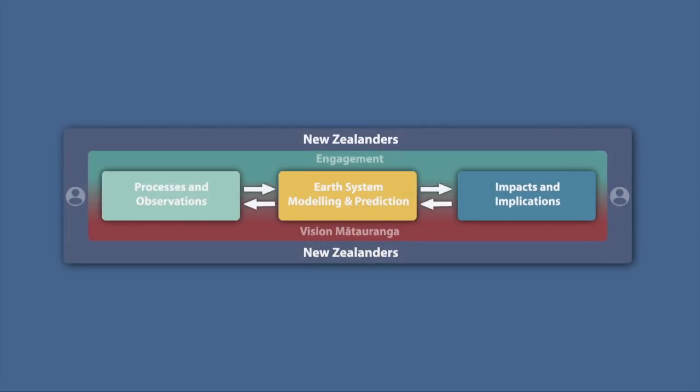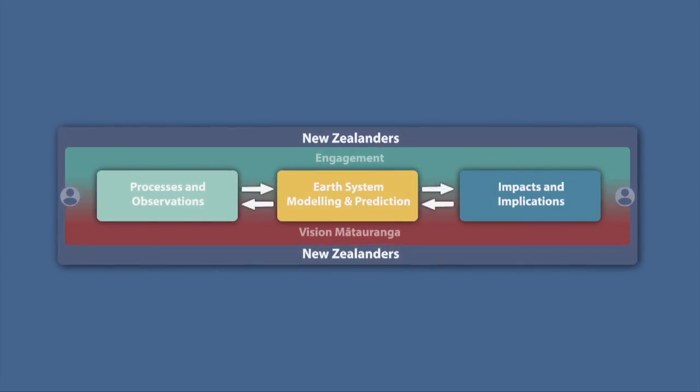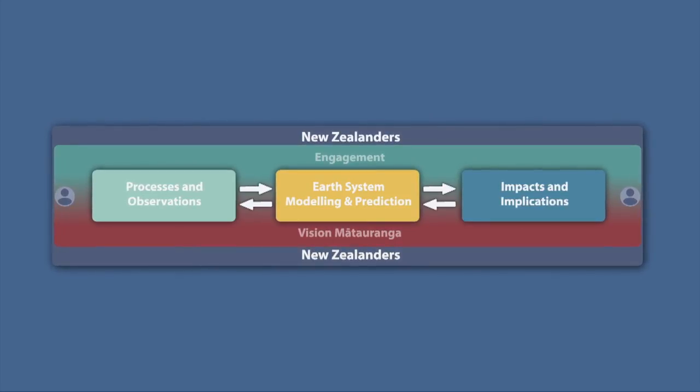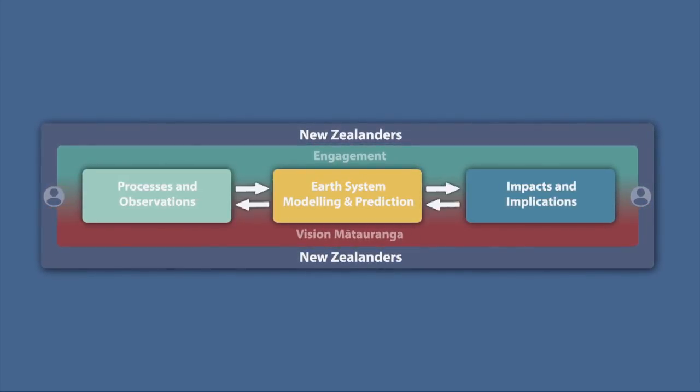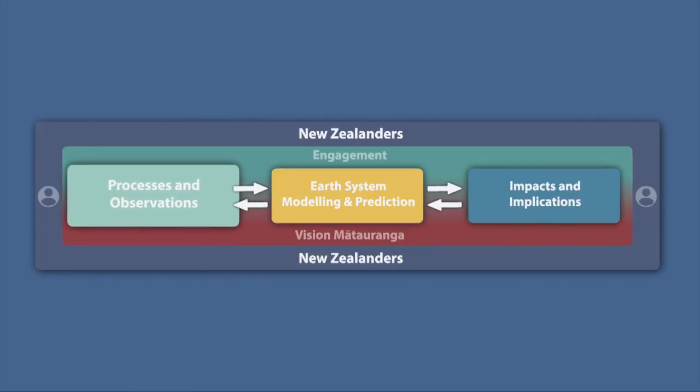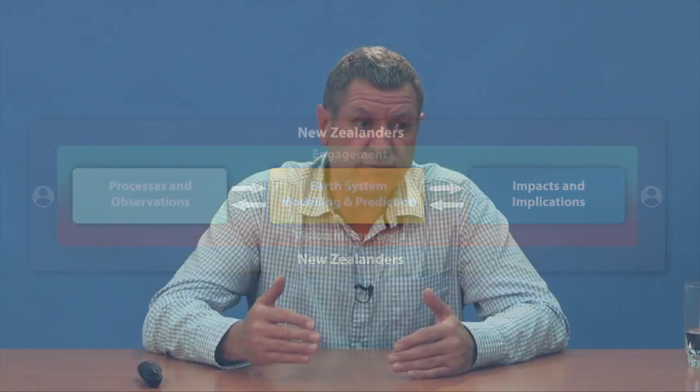So the idea there is that there'll be opportunities for New Zealanders to engage right across the processes and observations, the Earth system modelling and prediction, and the impacts and implications work. And we also want to do work in the area of Vision Mātauranga. So we want to have improved Māori capability in those areas, have Māori researchers flourishing as Māori in those 3 other programs: process and observations, Earth system modelling and prediction, impacts and implications, as well as addressing the needs of the Māori communities up and down the country to plan for climate change.